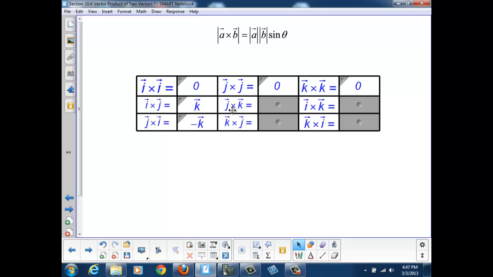J cross K. So if K is straight up and you curled into your J vector, you should see that you end up with the I vector, which means that K cross J is going to go in the opposite direction. Now I cross K, try it again, should give you a negative J. Think about why that would happen. And K cross I then should give you a positive J.